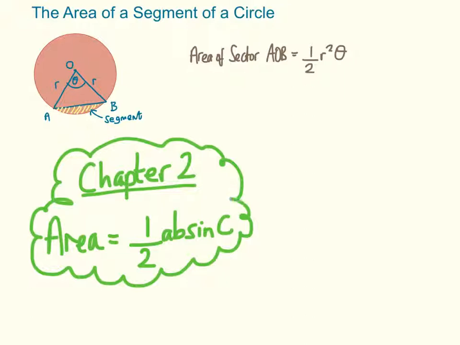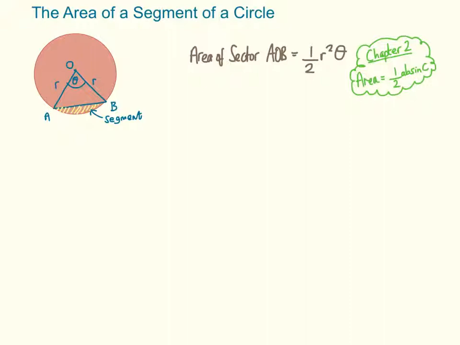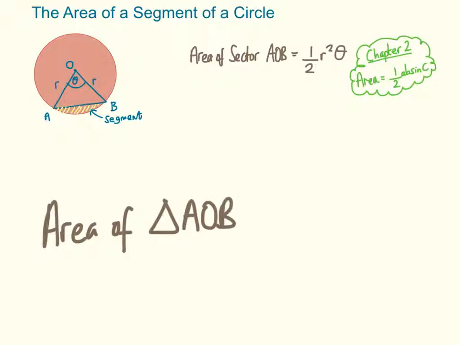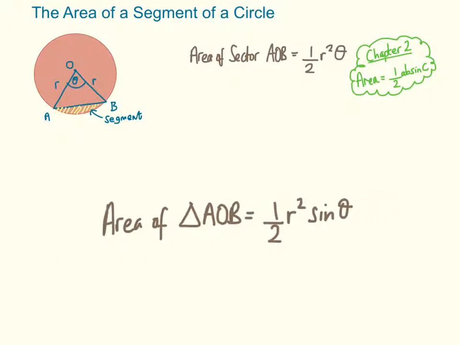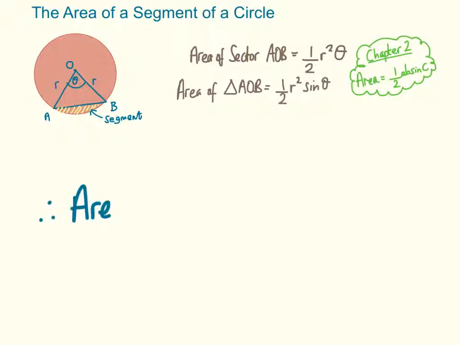So if you apply that to the diagram we've got there on the left, the a and the b will be r, and C, which is the angle in between them, is going to be theta. So in our diagram here, the area of triangle AOB is going to be a half r squared sine theta. As I said then, to find the area of the segment, we're going to take the area of the sector and take away the area of the triangle.